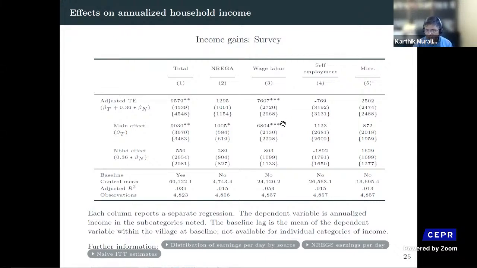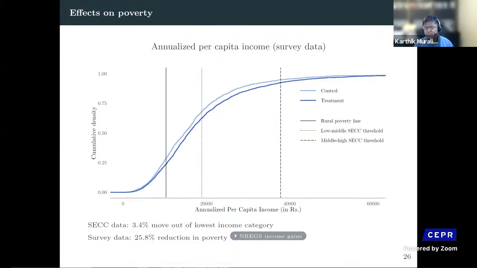So you see how the wage labor income accounts for a substantial part of this total income increase, okay? And this is the distribution. The treatment distribution completely first order stochastically dominates. Okay, so everybody's better off. And this is how we calculate this 25% reduction in poverty.